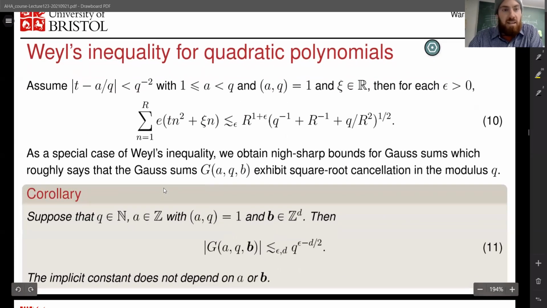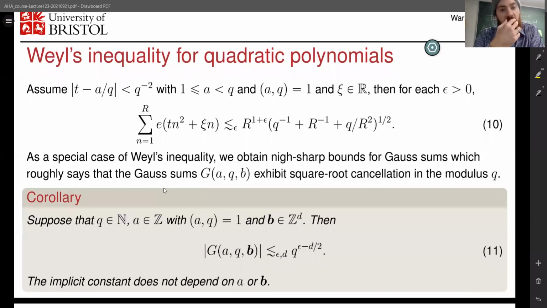Right, as a special case of this Weyl inequality, let's just quickly deduce what happens when we actually are at that rational point a over q. It turns out that just rewriting this inequality and using the fact that the exponential sum is then periodic in terms of t, you can break the sum from 1 to r into 1 to q, q plus 1 to 2q, and so on. Use periodicity to show that this is the Gauss sums. The one-dimensional Gauss sum of this is actually q to the epsilon minus 1/2.